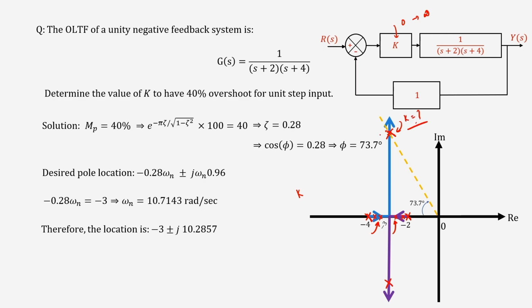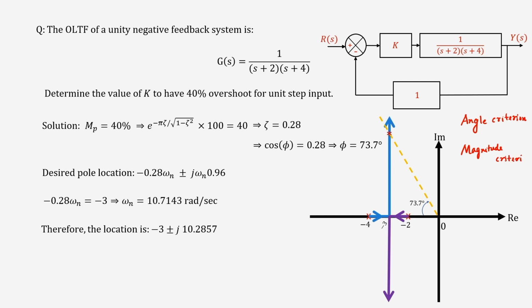Now, what is the value of k at that point? If I find the value of k at that point, I have the controller. So, let us try to find the value of k at that point. How will you find it? Again, let us go back to the basics of root locus. How did we draw the root locus? Root locus was drawn using two criteria. One was the angle criteria, and the other was the magnitude criteria.